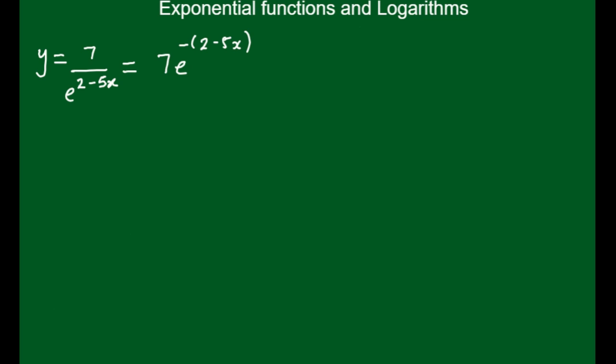What is our f of x there? Our f of x, we can simplify, is going to be 5x minus 2. So our f of x is 5x minus 2. Our f prime of x is going to be 5. So we've just differentiated 5x minus 2, we get 5.